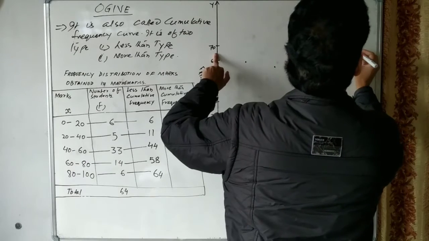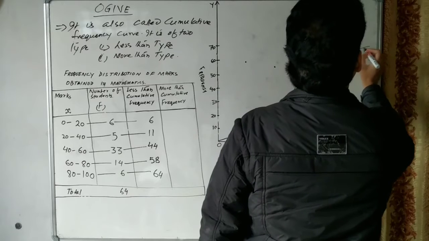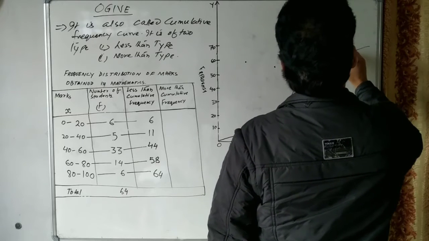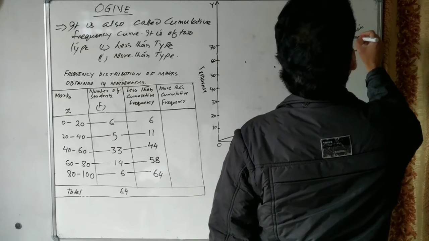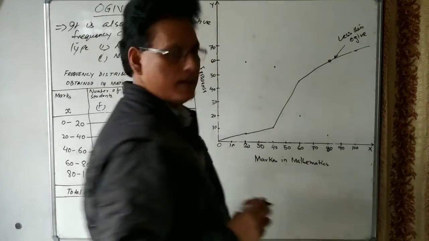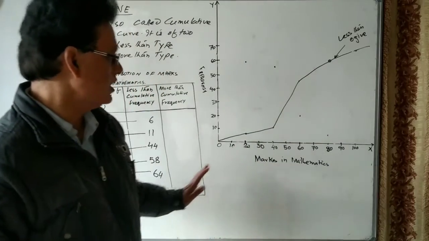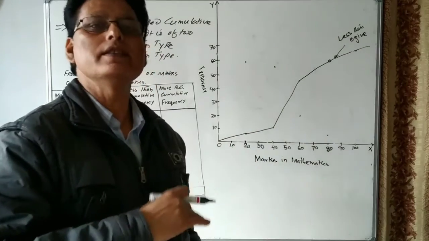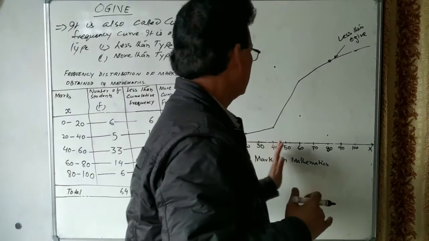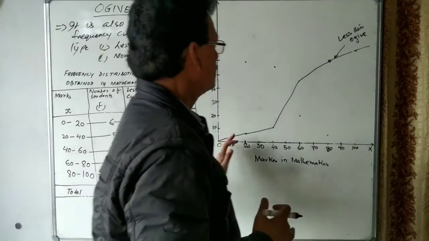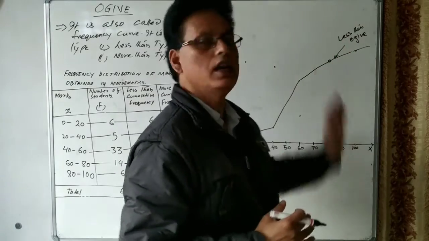64. We'll join this point. So this curve is known as, this is called less than ogive, or this is called less than cumulative frequency. We have seen this less than ogive curve is increasing. It means cumulative frequencies are increasing and the x-axis is also increasing. So this less than ogive curve is in increasing order.